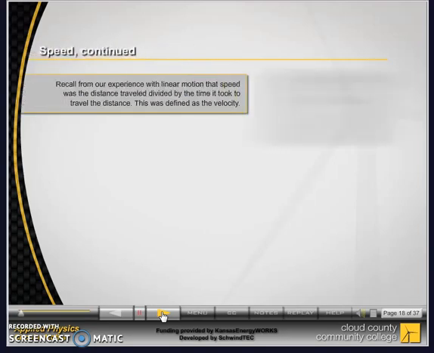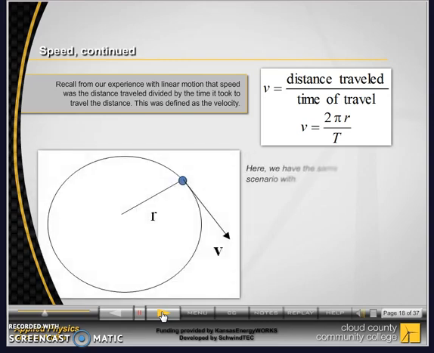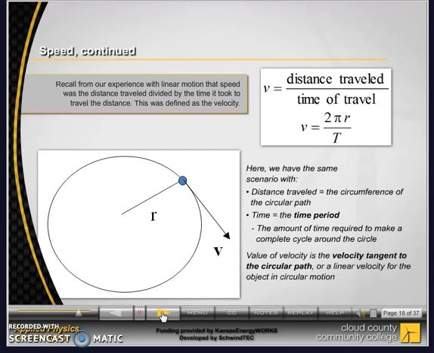Recall from our experience with linear motion that speed was the distance traveled divided by the time it took to travel the distance. This was defined as the velocity. Here we have set up the same scenario with the distance traveled actually being the circumference of the circular path and the time being called the time period, which is the amount of time required to make a complete cycle around the circle. We call this value a velocity, the velocity tangent to the circular path, or a linear velocity for the object in circular motion.